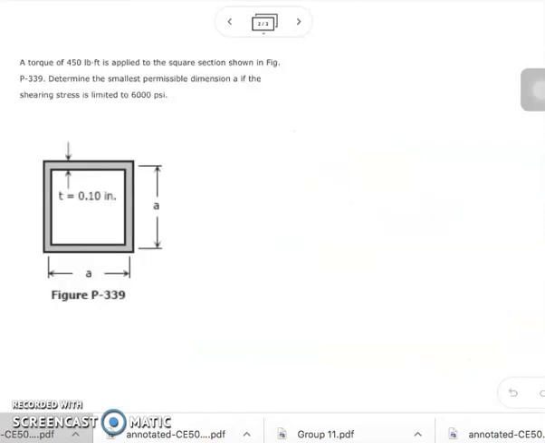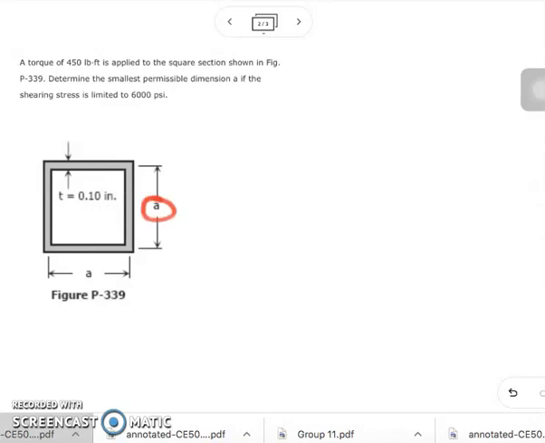Problem number 2: a torque of 450 pound-feet is applied to the square section as shown in the figure. Determine the smallest permissible dimension a if the shearing stress is limited to 6,000 psi. For this problem, we have a square figure, and you have an allowable shearing stress of 6,000 psi. You are required to compute the dimension of our square, so we will be solving for our a.